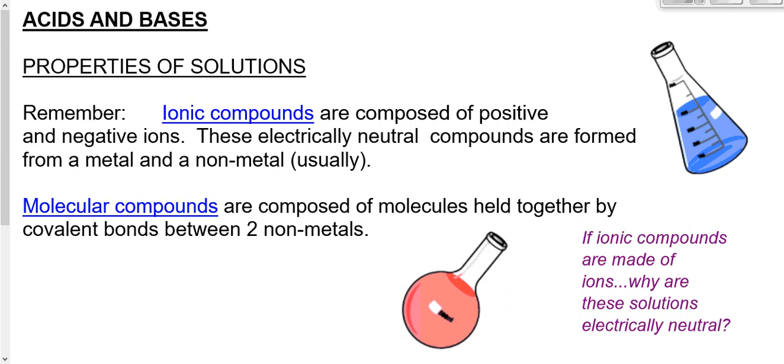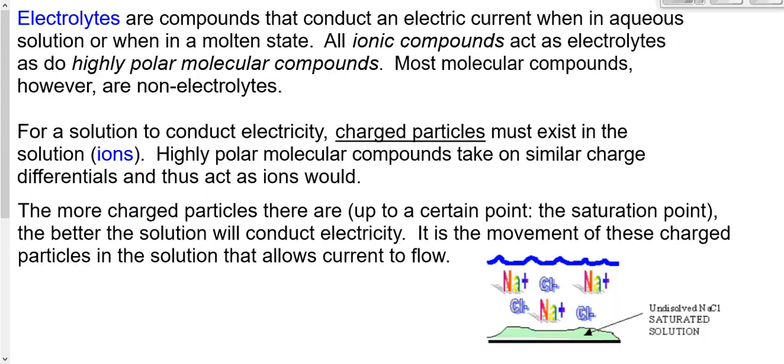Why would that be? Well, in any ionic compound, there's an equal amount of positive and negative charges, so technically they cancel each other. Just because the solution is neutral, however, doesn't mean it can't conduct electricity. It just means that the amount of positive charge is equal to the amount of negative charge. We can also make solutions out of molecular or covalent compounds by dissolving a covalent compound into water.